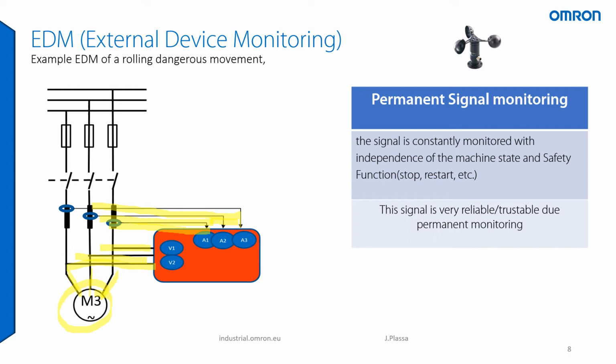So we know if the motor is moving or the motor has inertia. And with these systems, we can permanently monitor these signals. And of course, these signals can be transferred to the safety relay or to the safety PLC, and this safety relay or PLC needs to understand this kind of signals. This methodology is very reliable and trustable and very healthy signal.